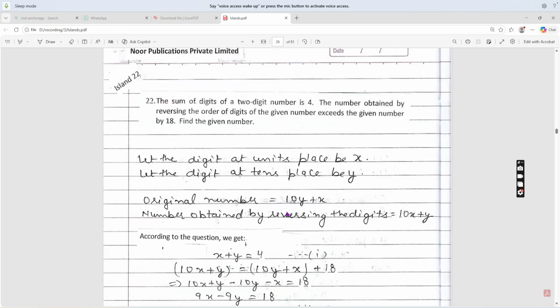Okay, next. The sum of digits of a two-digit number is 4. Again, the question is the same. Let the digit at unit place be x. Let the digit at tens place be y. The original number would be 10y plus x. The number obtained by reversing the digits is 10x plus y.